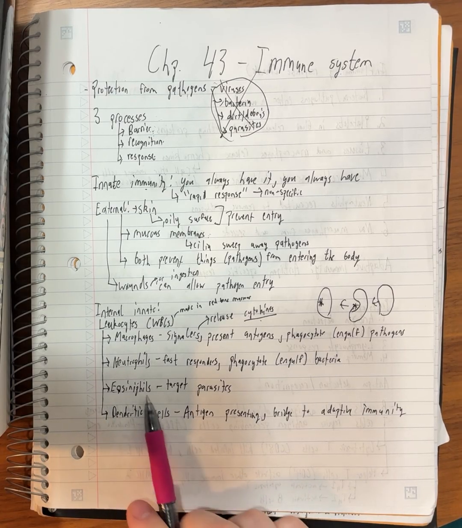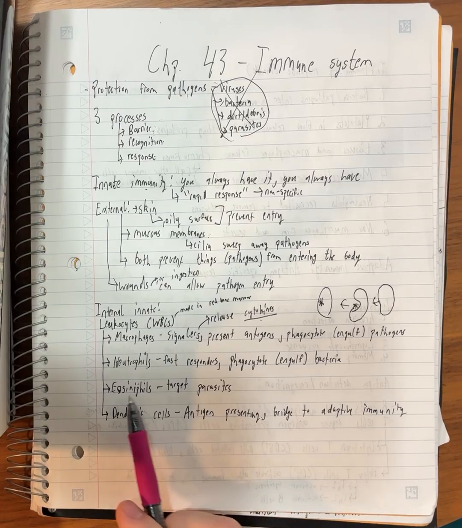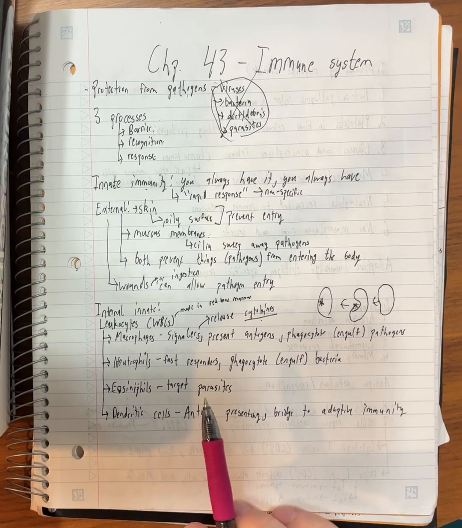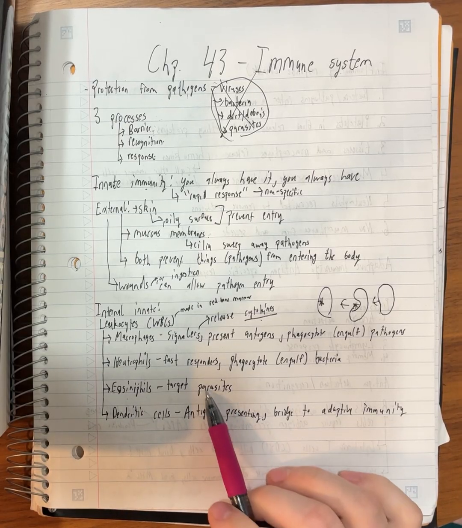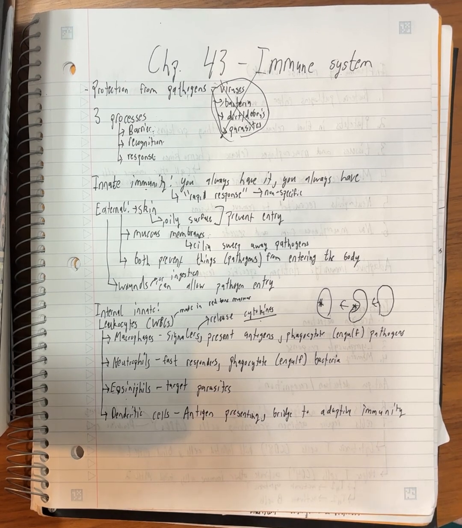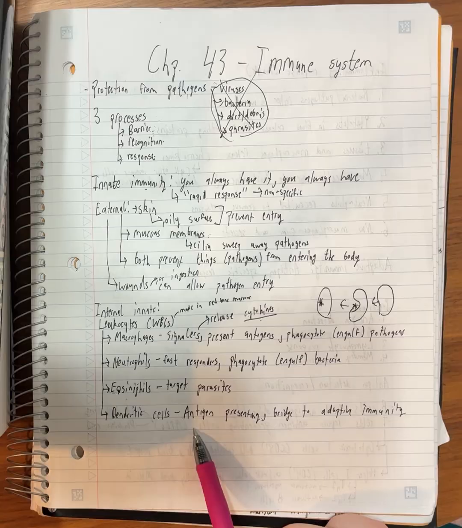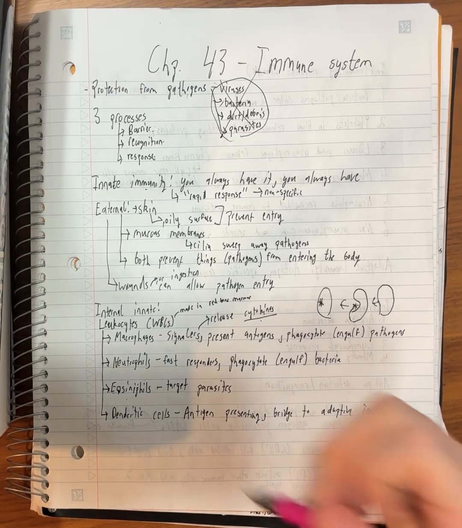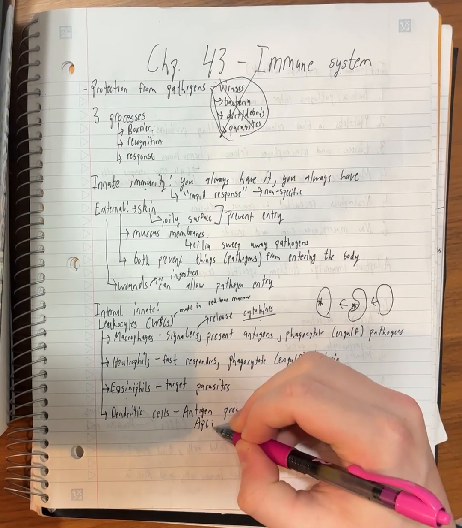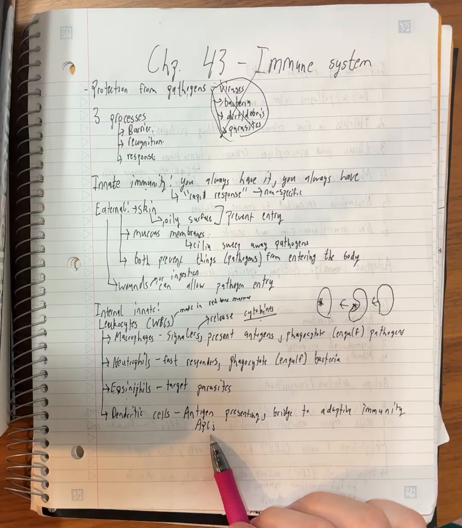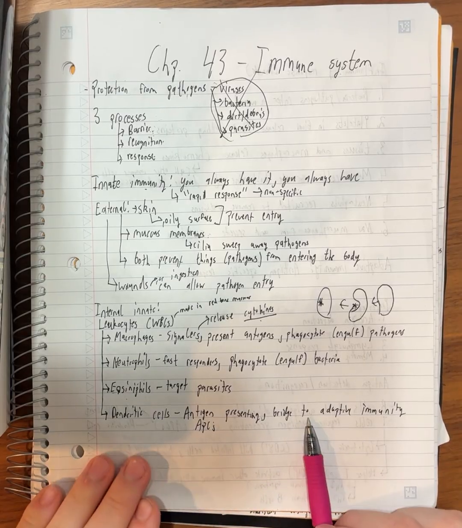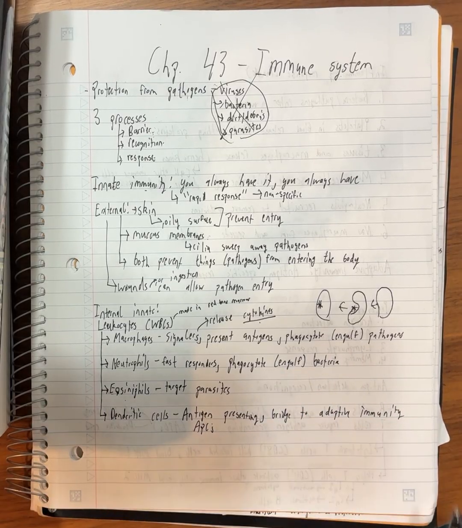Eosinophils, if you see eosinophils, I just want you to think parasites. Eosinophils are the leukocytes that target parasites and kill them and get them out of the body. And then the last one, we have dendritic cells, which are antigen-presenting cells, or APCs, which we'll talk about again later. And this is how we bridge the innate immunity to the adaptive immunity.